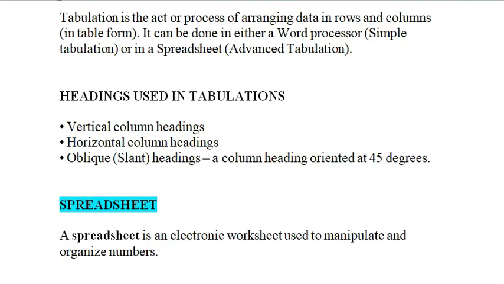The headings that are used in tabulation, there are 3 types. We have vertical column headings, horizontal column headings, and we have oblique headings. Oblique is another word for slant, right? It sounds more professional, oblique, right? But basically it's a slant heading at 45 degrees.